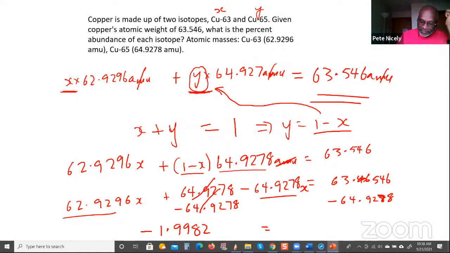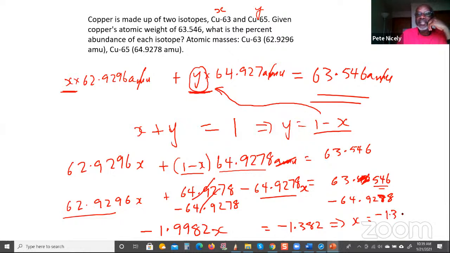And that would be equal to, I have to work this out, 63.546 minus 64.9278. According to my calculations, this part I have to round off to 3 decimal places. And this should be x here, can't forget that. So this works out to be equal to minus 1.382.